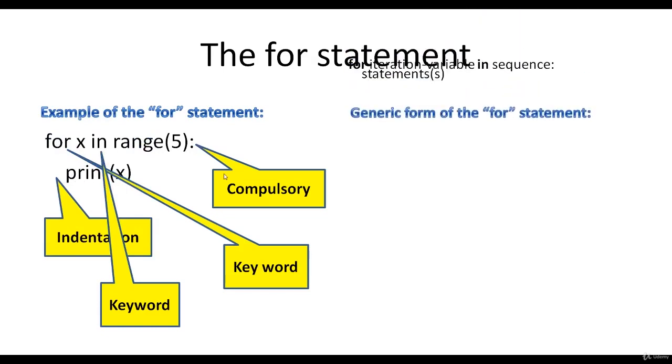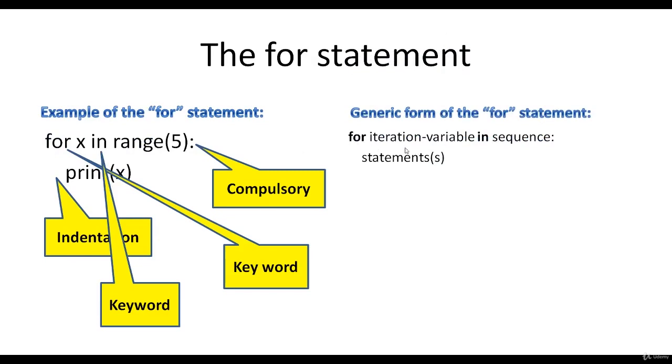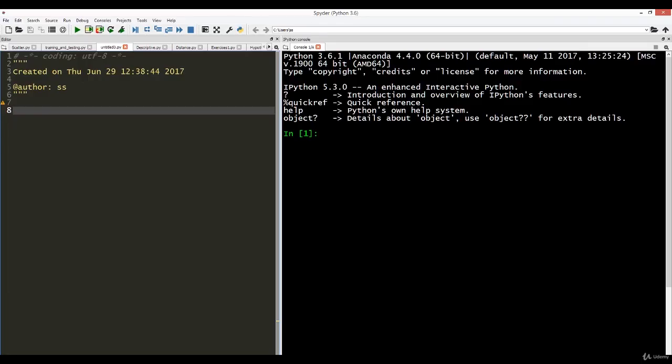The generic form of the for statement is: for iteration variable in a sequence. Here range is a sequence object. It can be something else like a list or tuple, and then the indented statement. Now let us have the Python practical session.